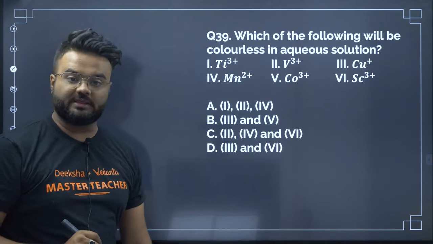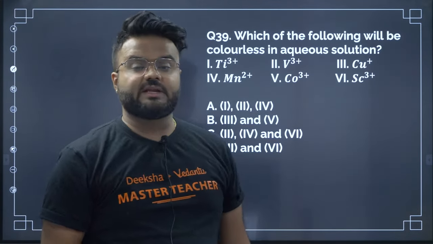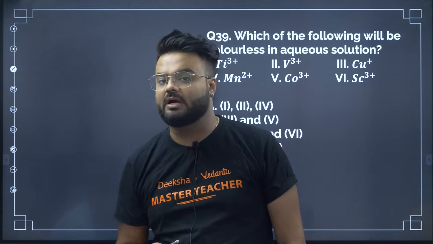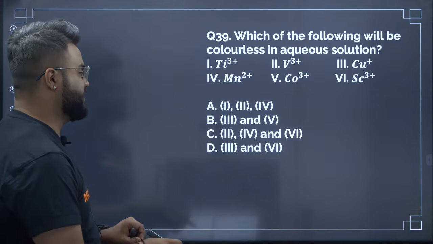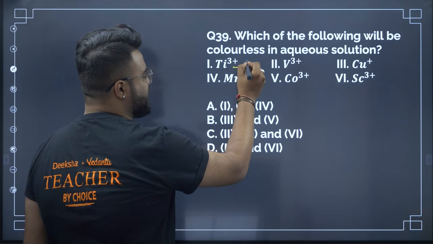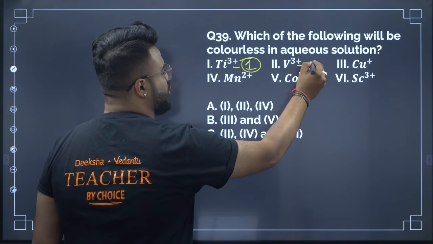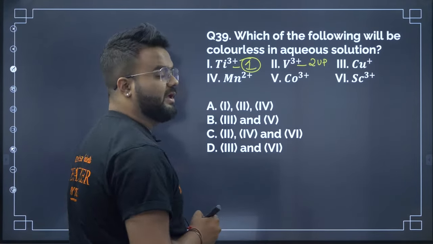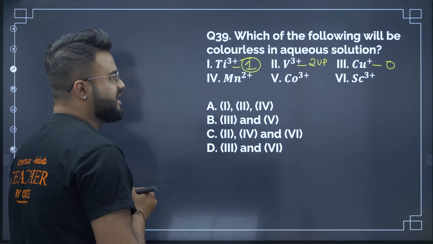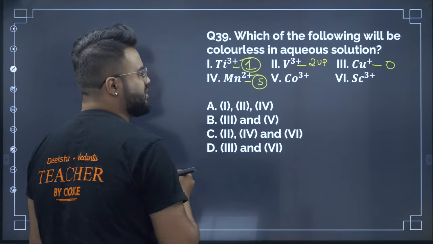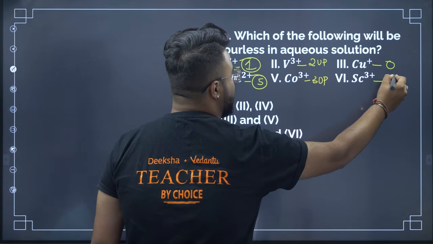Next question, question number 39. Which of the following will be colorless in aqueous solution? Whenever unpaired electrons are there, it will exhibit color. When there is no unpaired electron, then it will be colorless. Now, coming to the ionic form, we'll see how many unpaired electrons titanium 3+ has. There is one unpaired electron. For vanadium, there are two unpaired electrons. For copper, Cu+ has zero unpaired electrons, whereas Mn+2 has 5 unpaired electrons, and Cobalt+3 has 3 unpaired electrons. Therefore, scandium has 0 unpaired electrons.